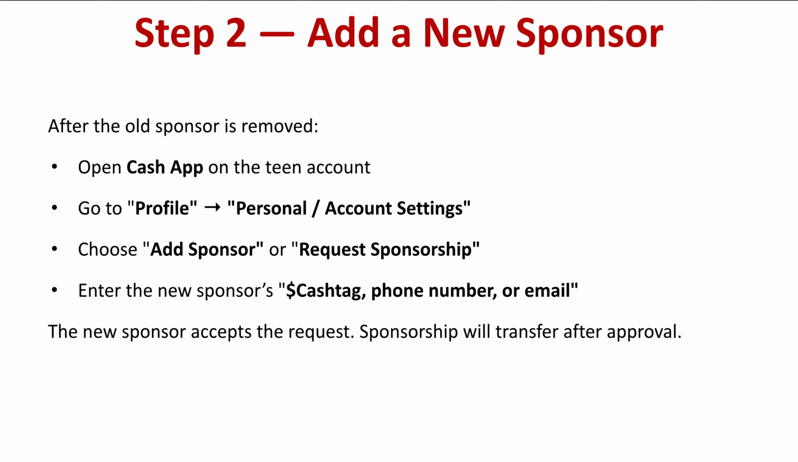Step 2. Add a new sponsor. After the old sponsor is removed, open Cash App on the teen account, then go to profile, then personal account settings. Then choose add sponsor or request sponsorship. Enter the new sponsor's cash tag, phone number or email. The new sponsor accepts the request. Sponsorship will transfer after approval.